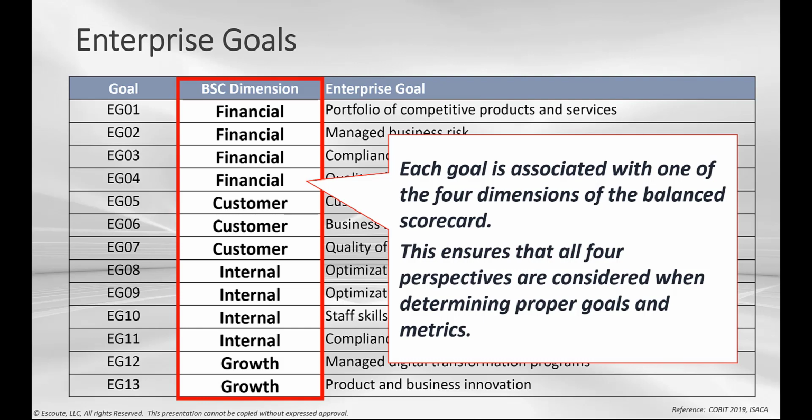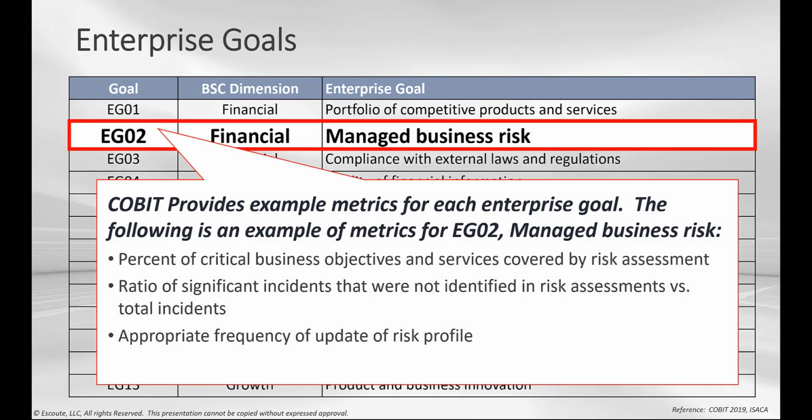In addition to talking about balanced scorecard dimensions, each of those enterprise goals has a complement of metrics for every one of those. That tells you how well you are meeting that goal, of course, to help you align with the enterprise. And for example, here for EG02, managed business risk, we have percent of critical business objectives and services covered by risk assessment, the ratio of significant incidents that were not identified in risk assessments versus total incidents, and finally, the appropriate frequency of the update of my risk profile.